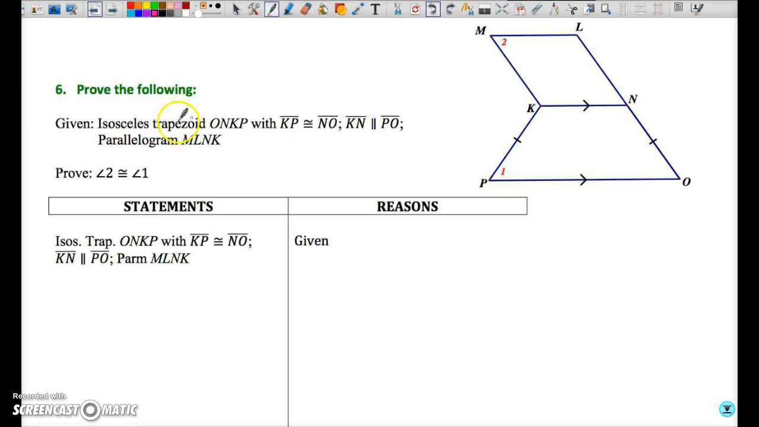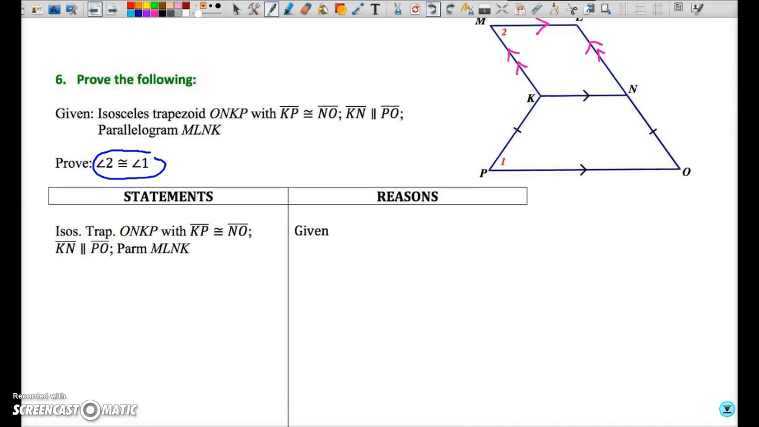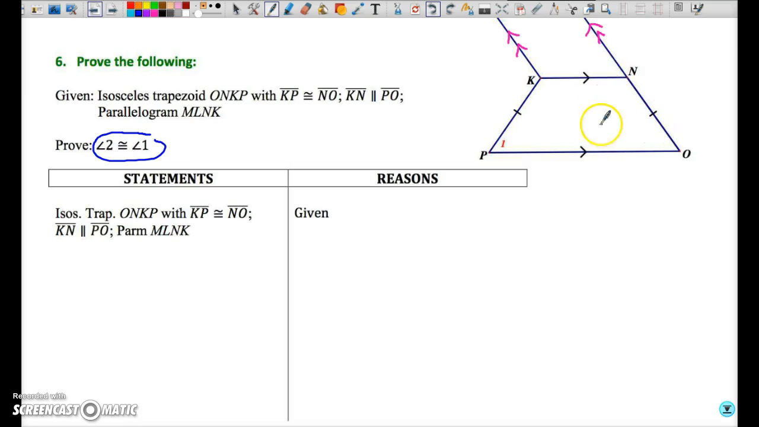And we've also been given parallelogram MLNK. So if it's parallelogram MLNK, then of course we've got, by definition, both pairs of opposite sides parallel. So I'm going to mark that on there. And what we've been asked to do is to prove that angle 1 and angle 2 are congruent to each other. So let's start with our isosceles trapezoid.